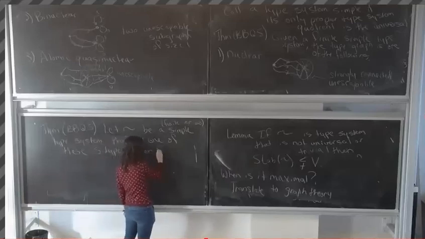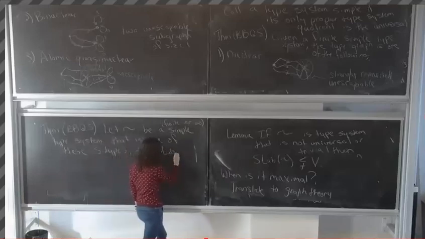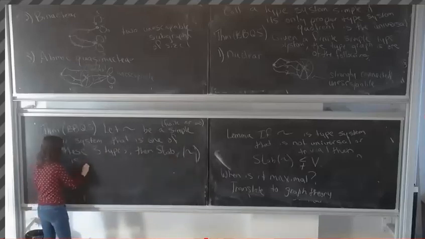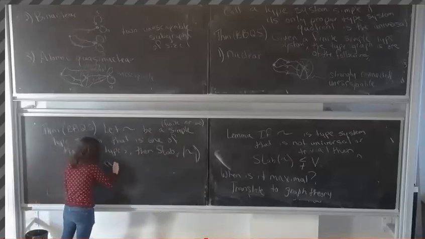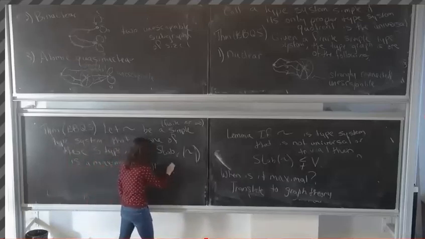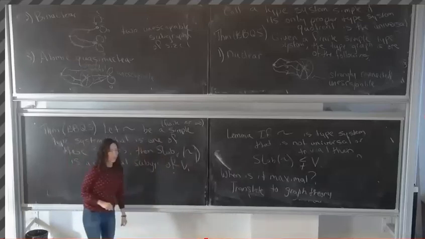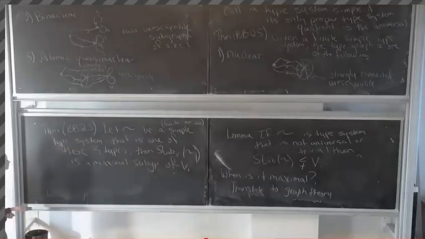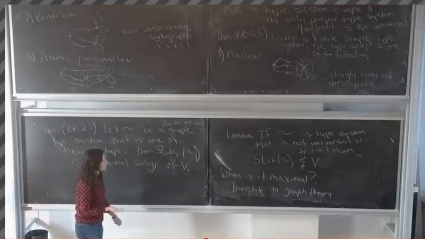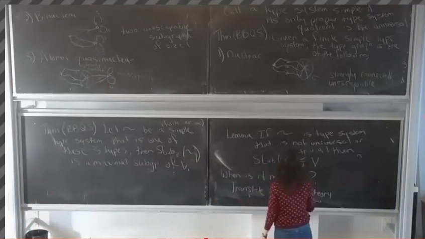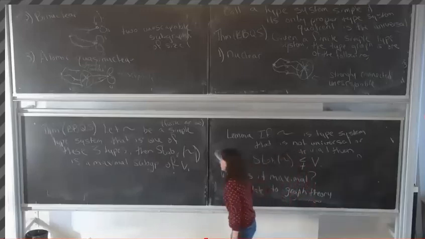Then the stabilizer in V of this equivalence relation is a maximal subgroup of V. All right, and so what this says to us is that we have a full classification of what finite simple type systems are, and those will all give us these maximal subgroups.